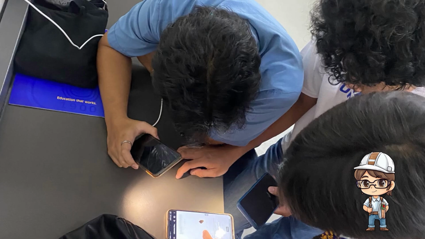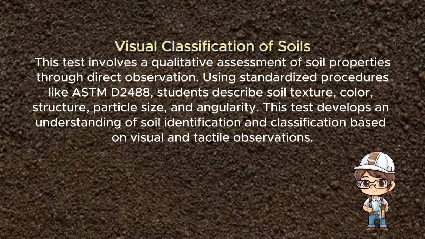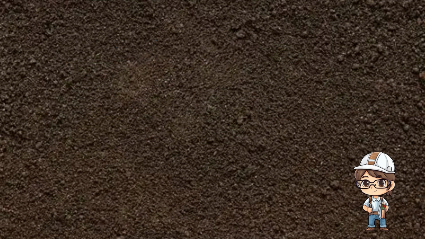First, visual classification of soils. This test involves a qualitative assessment of soil properties through direct observations. The students describe soil texture, color, structure, particle size, and angularity. This test develops an understanding of soil identification and classification based on visual and tactile observation.